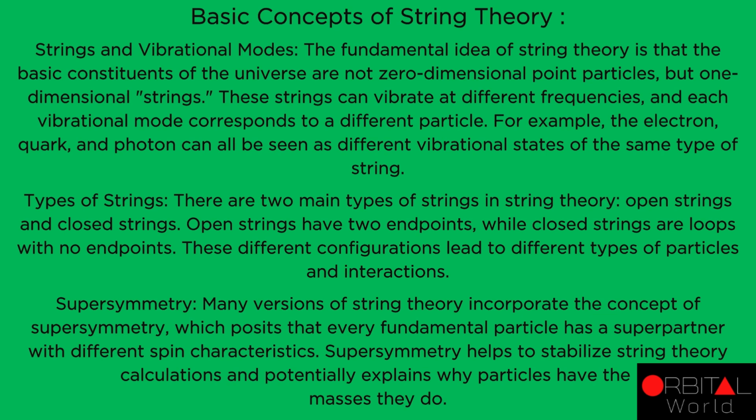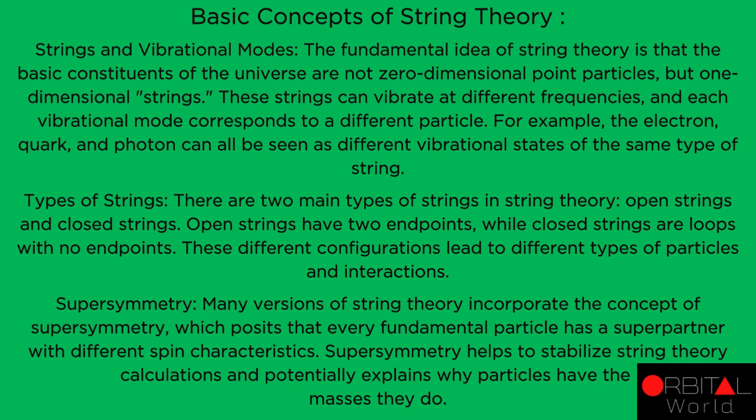Types of strings. There are two main types of strings in string theory: open strings and closed strings. Open strings have two endpoints, while closed strings are loops with no endpoints. These different configurations lead to different types of particles and interactions.